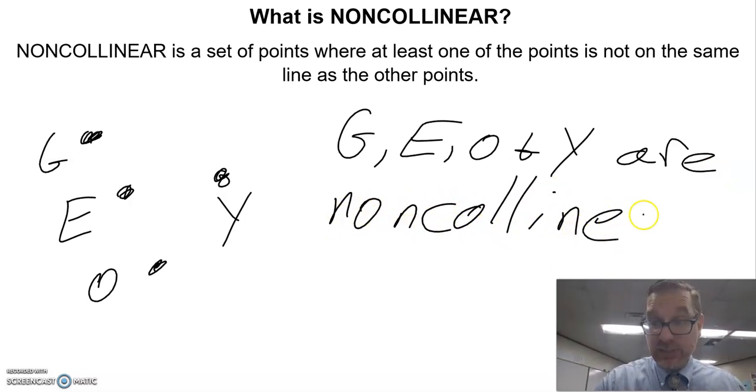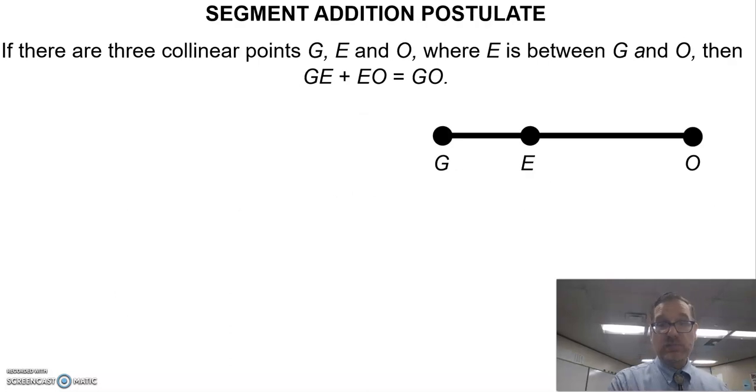Collinear, linear being line. So they are non-collinear. They are all not on the same line. So go ahead and turn your page.